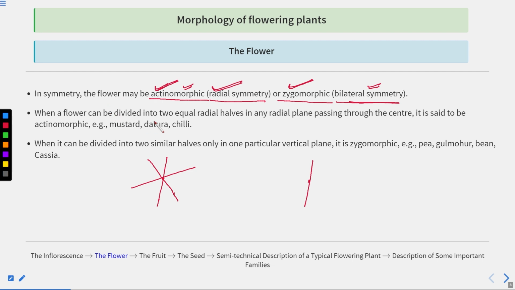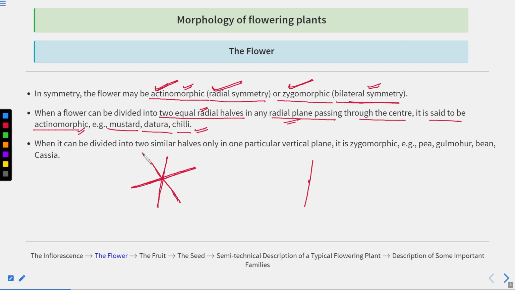Okay. Now, when a flower can be divided into two equal radial halves in any radial plane passing through the center, it is said to be actinomorphic. Okay. So, two equal radial halves, and it is any radial plane. So there are so many radial planes you can see here. One radial plane, two radial plane, three radial plane. It means that flower can be divided from these radial planes into two equal halves. And there are so many radial planes, right? So it is called actinomorphic. And examples of such flowers are mustard, dhatura, and chili. They are showing the actinomorphic type of symmetry.